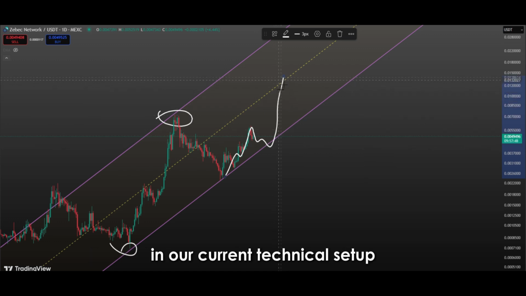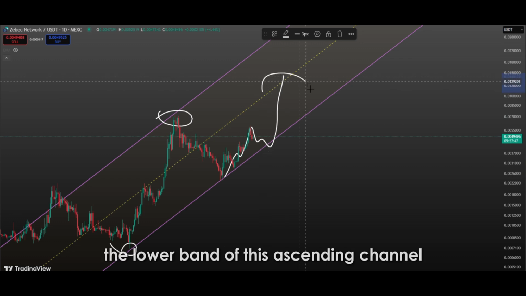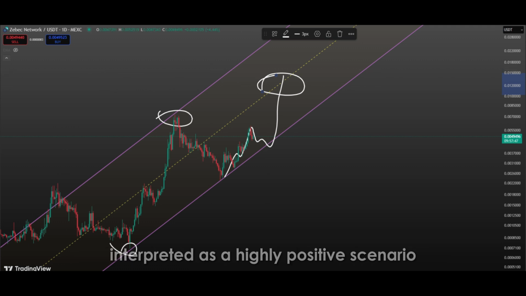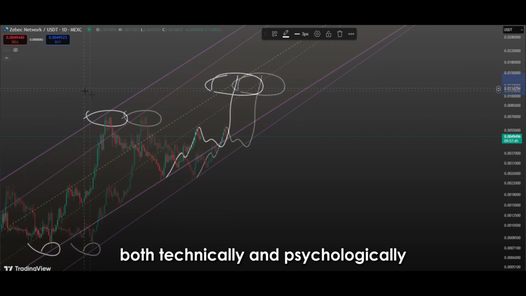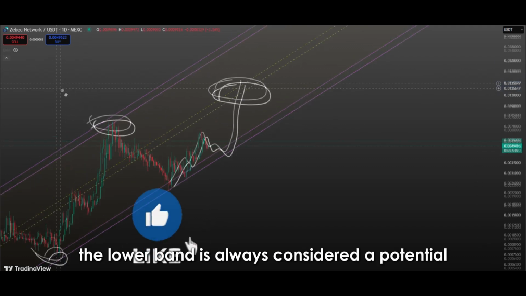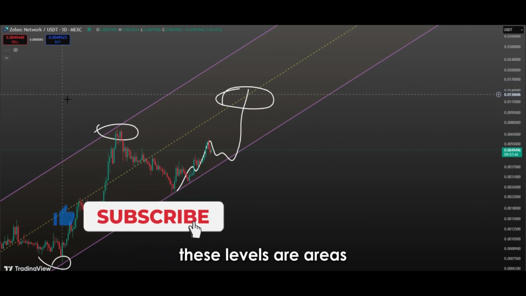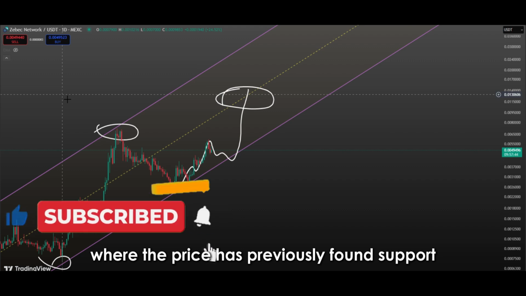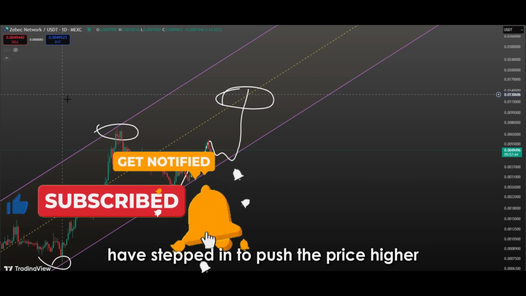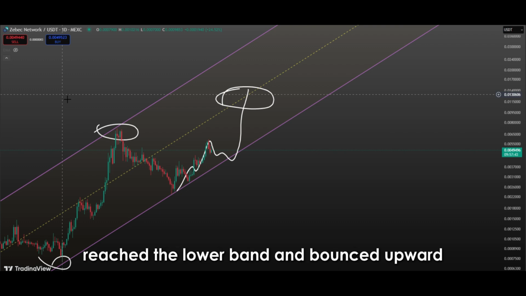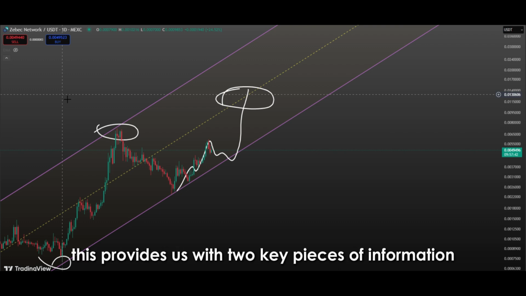In our current technical setup, the price has touched the lower band of this ascending channel and reacted upward, moving toward the midline. This development can be interpreted as a highly positive scenario, both technically and psychologically. The lower band is always considered a potential buying zone in technical analysis. These levels are areas where the price has previously found support and where buyers have stepped in to push the price higher.